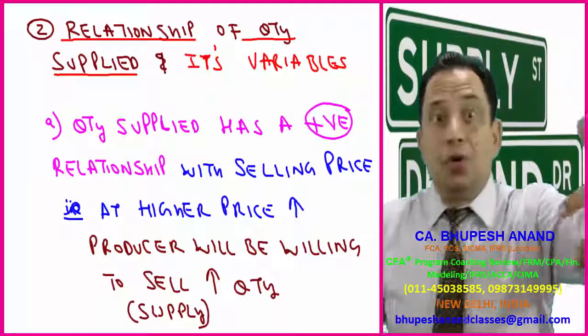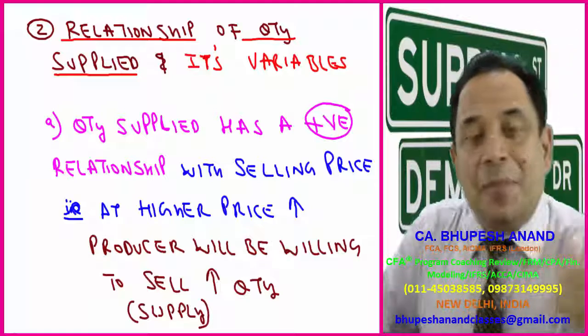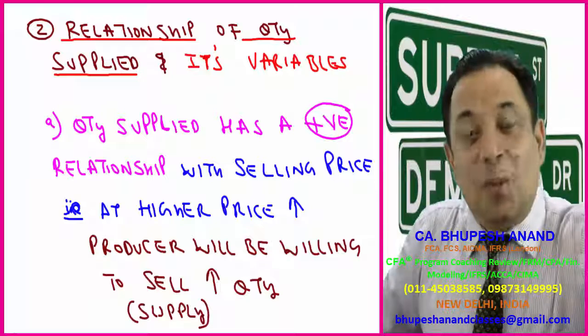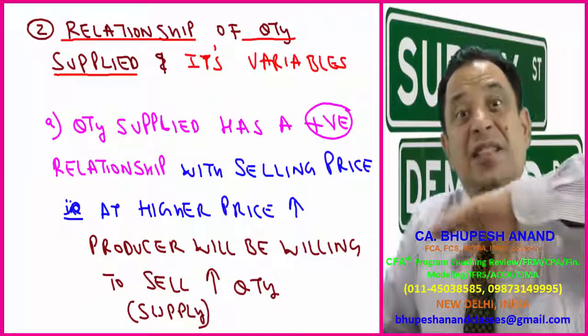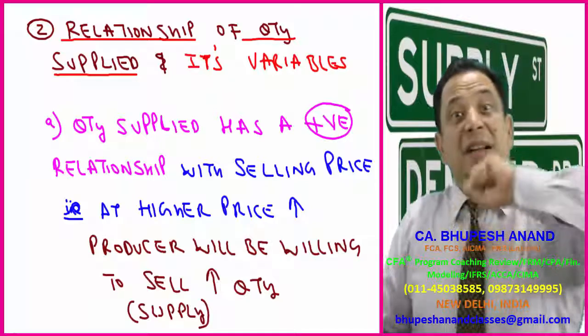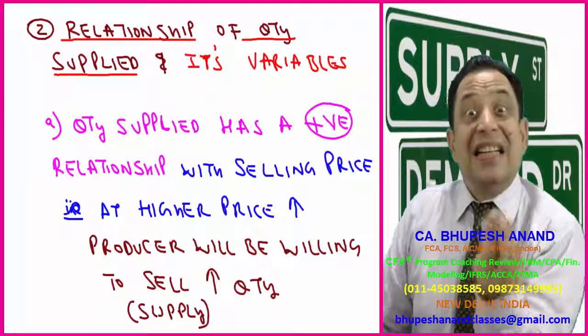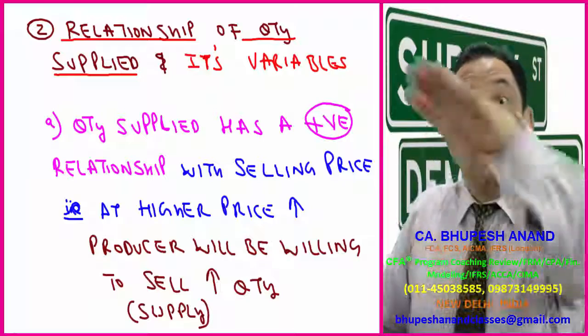I have just told you, when I say supply, it has a direct relationship with the selling price, and an indirect relationship with the cost of production. The more the cost, the less the supply by the producer. If there is scarcity of labor, if raw material is not available, or if raw material is so costly, then it is a disincentive to the producer. So the quantity supplied will be low.